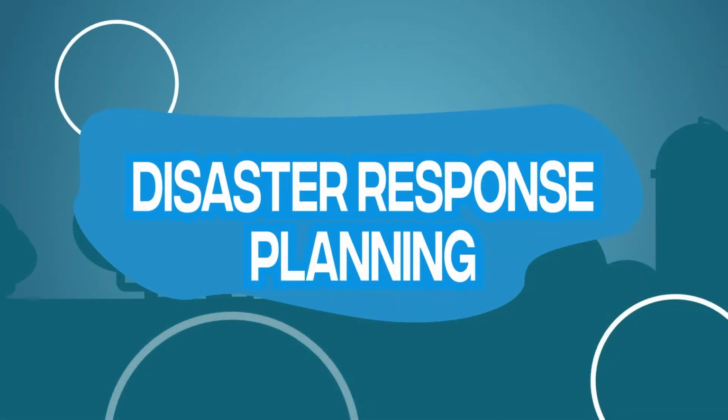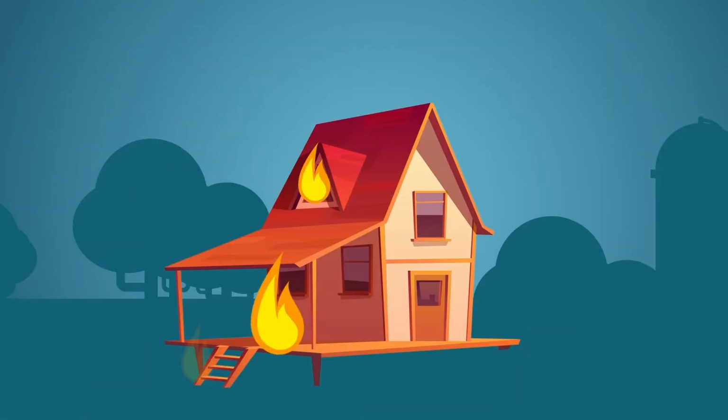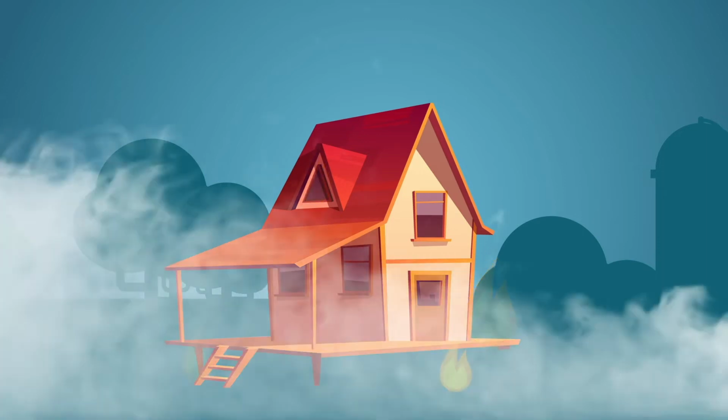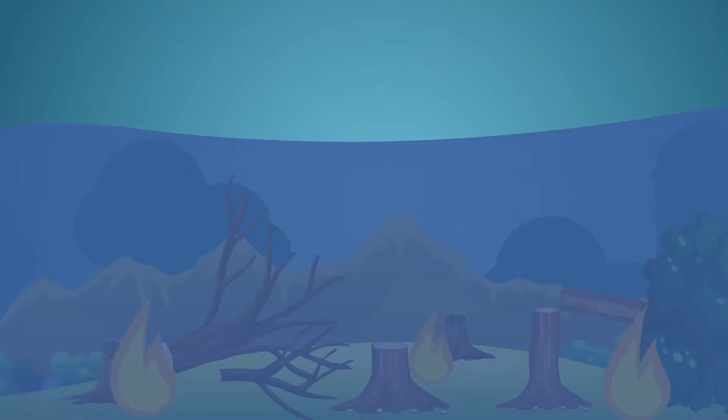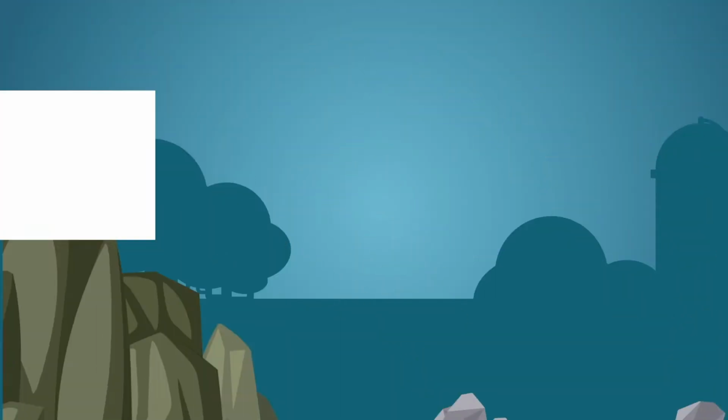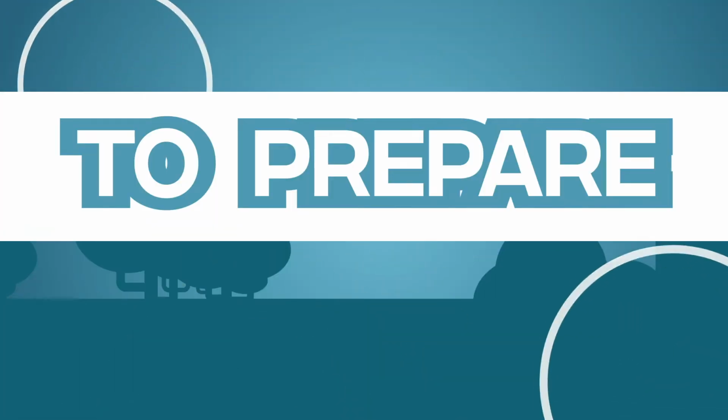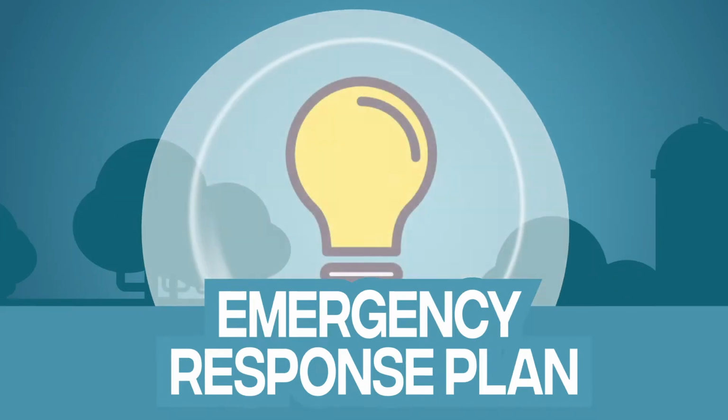Disaster response planning for farmers. Disasters can bring multiple consequences to your farm, such as damages caused by smoke, ashes, power outages, fire, floods, mudslides, or structures collapse. To prepare, you need to have an emergency response plan in place with at least the following elements.